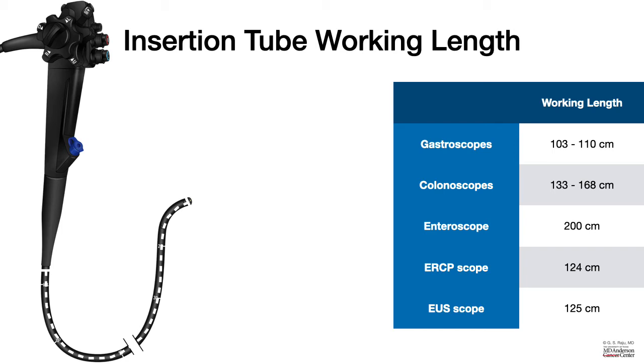Sometimes a typical colonoscope may not be adequate to reach the cecum. In such cases, one may use a longer scope, and that is an enteroscope, which is 200 centimeters compared to 168 centimeters with the colonoscope to reach the cecum. So it's important to know the difference in the working channel length among these scopes.